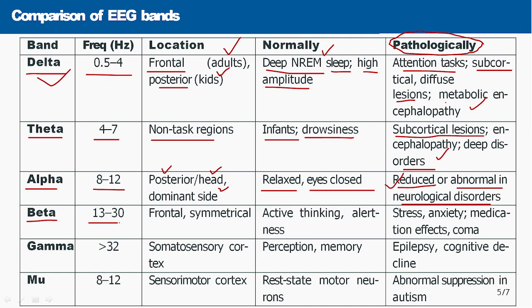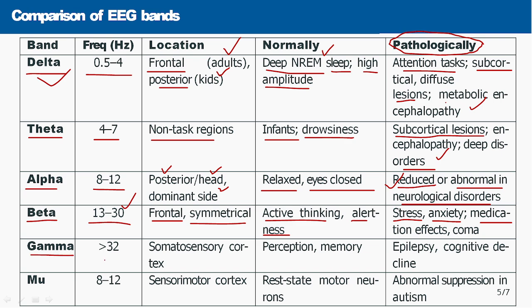Beta waves are from 13 or 15 to 30 hertz. They are generated in the frontal lobe and symmetrical locations, and they indicate active thinking and alertness. If somebody is alert and thinking something, then beta waves are dominant. And pathologically, if somebody has some anxiety or medication effect, then also you are getting some beta waves.